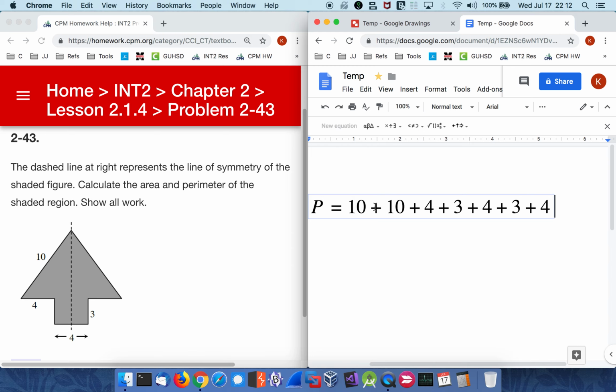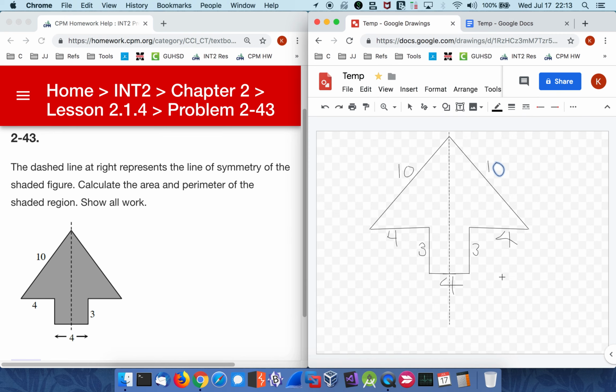Alright, so P equals 10 plus 10 is 20, plus 4 plus 3 is 7, plus 4 plus 3 is 7, plus another 4. And then 7 plus 7 is 14, and 14 plus 4 is 18, and then with the 20, this is 38. Okay, so that's the perimeter.